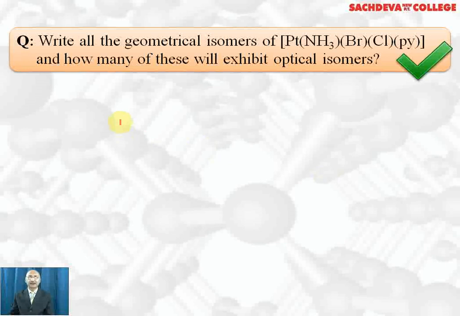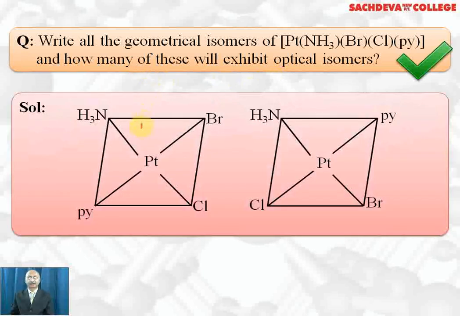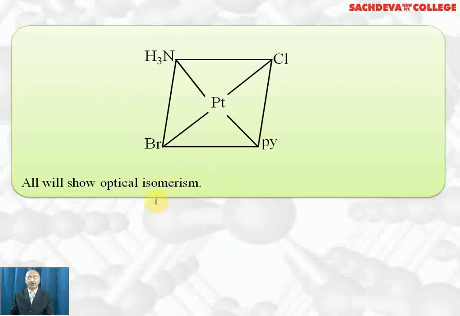Next question: write all the geometrical isomers of [Pt(NH3)BrCl(py)], and how many of these will exhibit optical isomers. This is a complex in which all four ligands are different. So there are three geometrical isomers possible. This is the first one, second one, and this is the third one. All will show optical isomerism because the central metal ion is linked with four different groups.